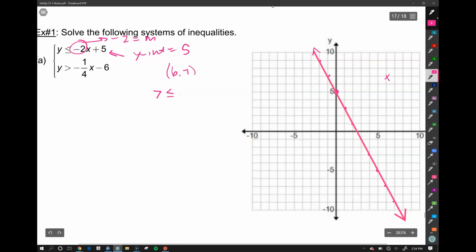So is 7 less than or equal to -2 times 6 plus 5? So this is going to be -12. -12 plus 5 is -7. Is 7 less than or equal to -7? Is 7 less than -7? No, it's not. 7 is not less than a negative number. Okay, since that is not true, I can't shade the half where that is. I have to shade the other side of the equation.